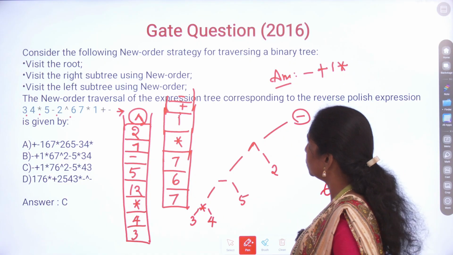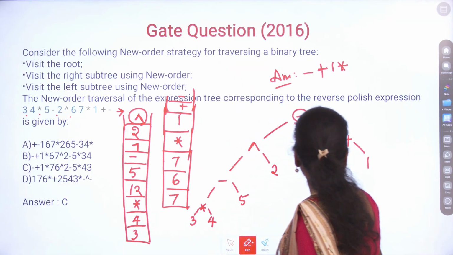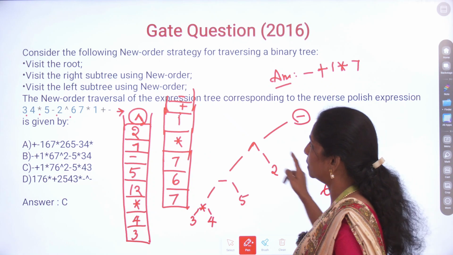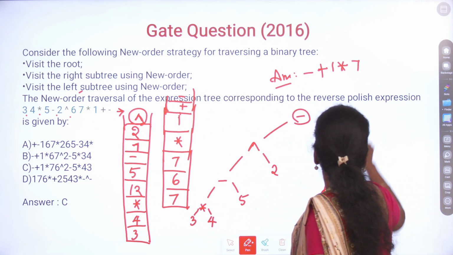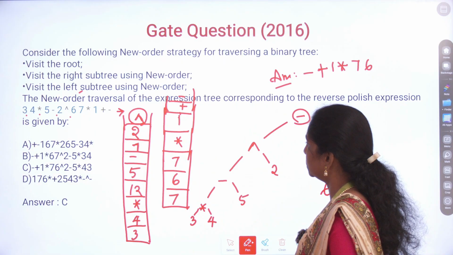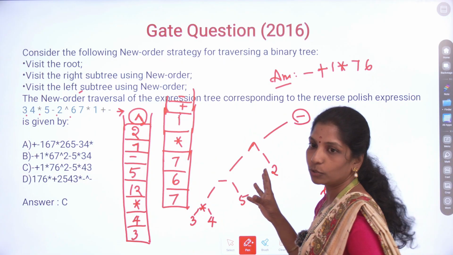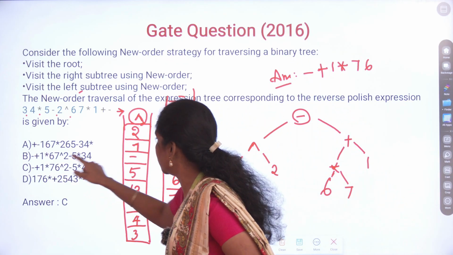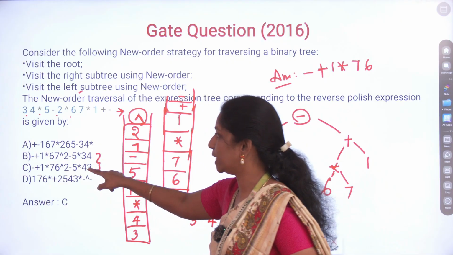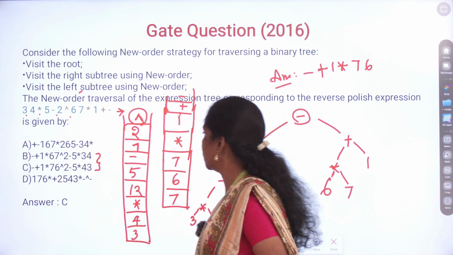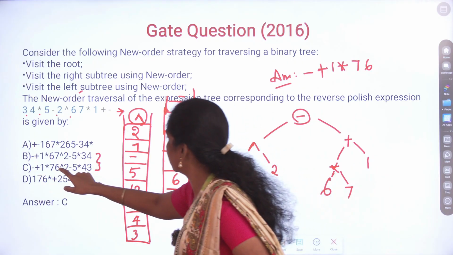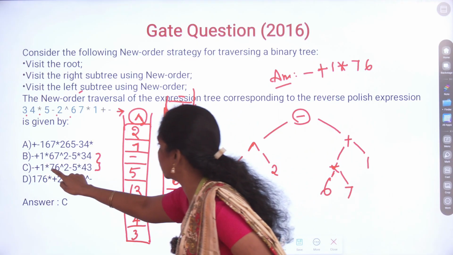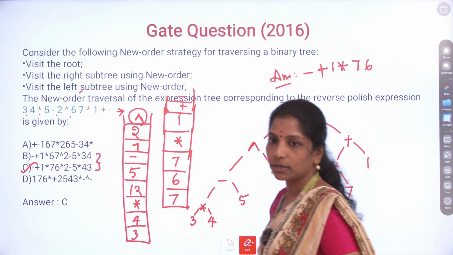Okay, after that you have to travel to the right subtree. The right subtree is 7. After getting 7, what do you have to do? You have to travel the left subtree, 6. So from this we are able to analyze the answer. So minus plus 1. So we have a chance of getting the answer either B or C. From the sequence 6 and 7, sorry, from the sequence 7 and 6, this C will be the correct answer.